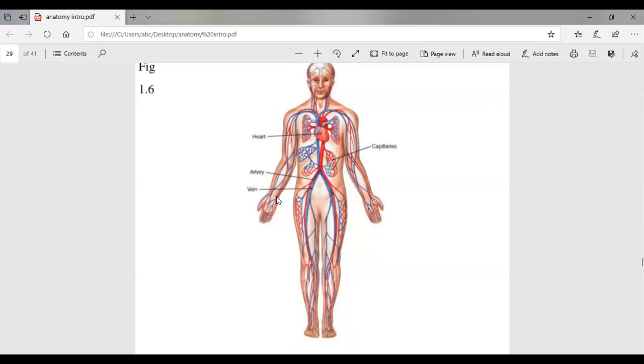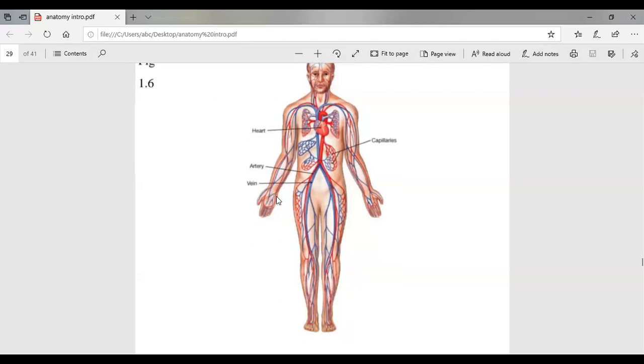The lungs take oxygen into it and take back carbon dioxide from it, and then send the oxygenated blood back to the heart. So this is how the heart takes oxygenated blood from the lungs, sends it to different parts of the body, and takes back deoxygenated blood through the veins. This is how the cardiovascular system plays a role in providing nutrition to the entire body.